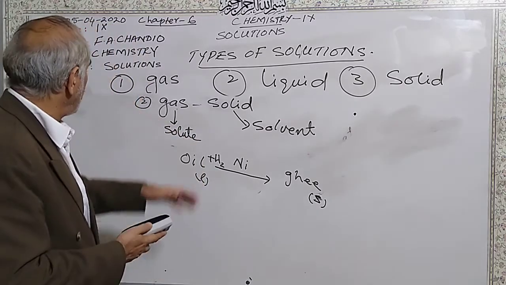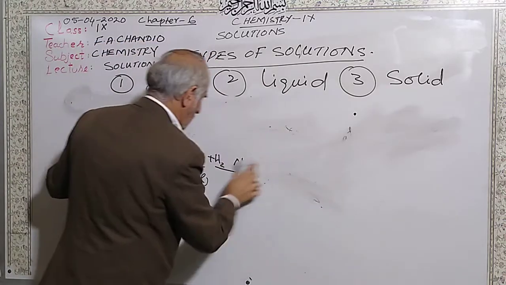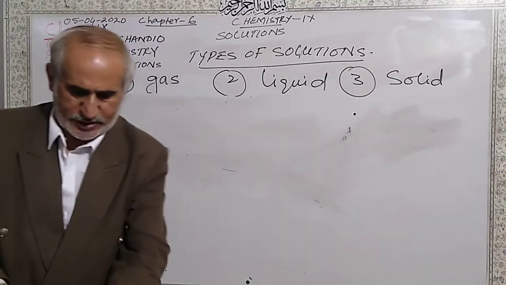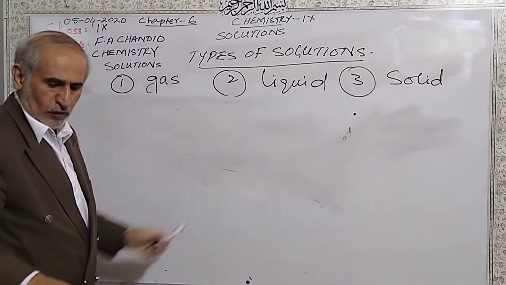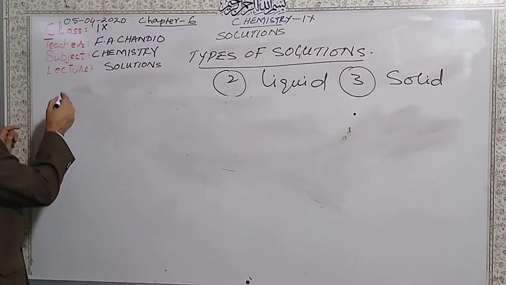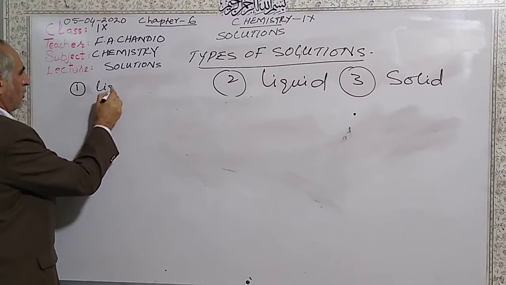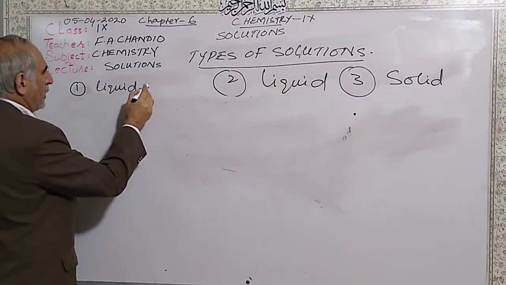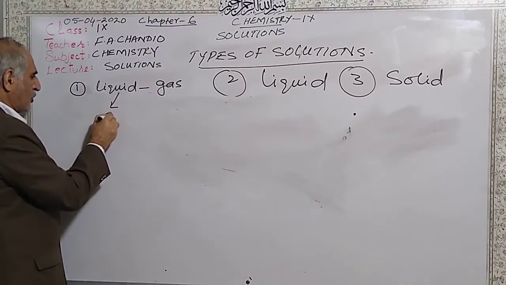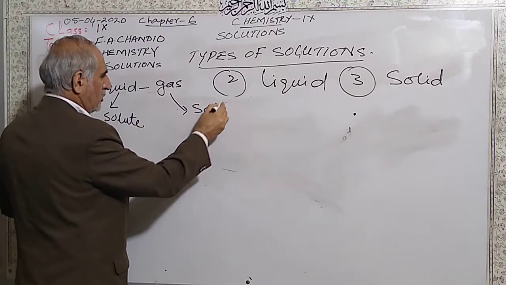So this is now finished. Number 2 is a solution of liquids. The solution of liquids, number 1 is liquid in gas. Liquid is a solute and gas is a solvent.